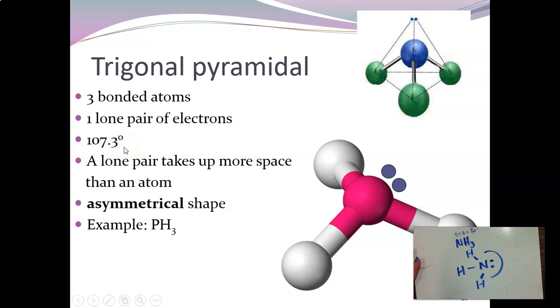The bond angles are 107.3. That lone pair takes up more space than an atom. Like I said, it's like a playground bully. It takes up lots of space. Its shape is asymmetrical. Oh, look, it looks different that way and different that way. It is definitely not symmetrical.